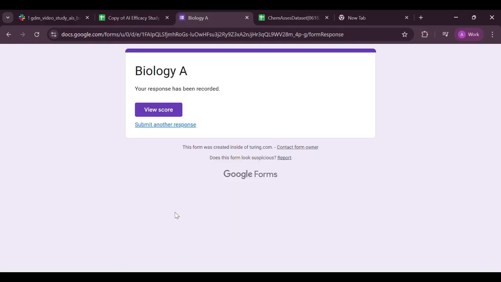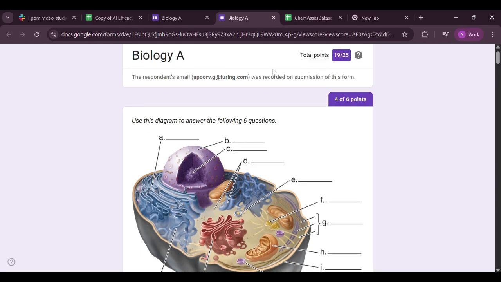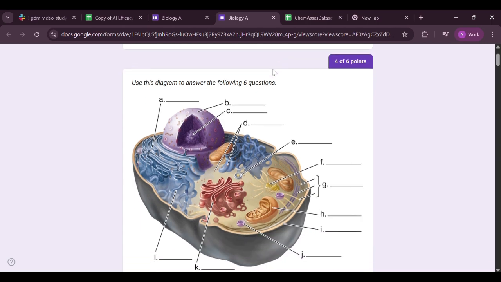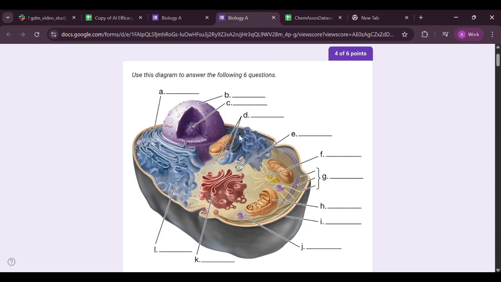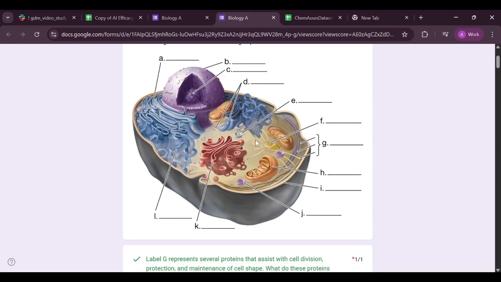So let's view the score. Okay, so here we can see that previously in the pre-test I got 14 out of 25, and here in the post-test I got 19 out of 25, which is a significant improvement, I can say, for a student of non-biology background. And this is with a totally different question set.